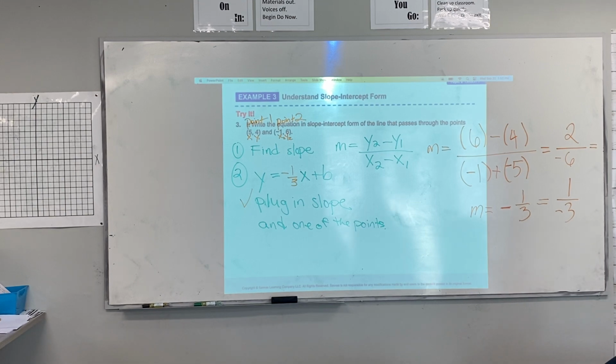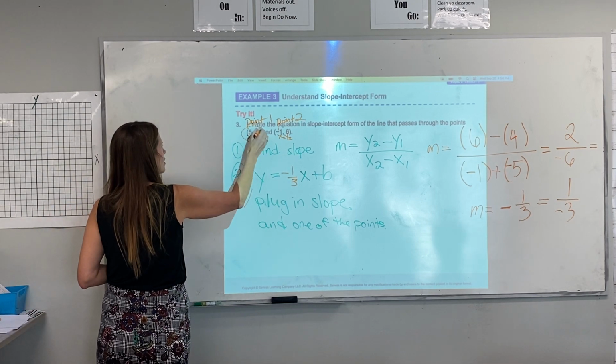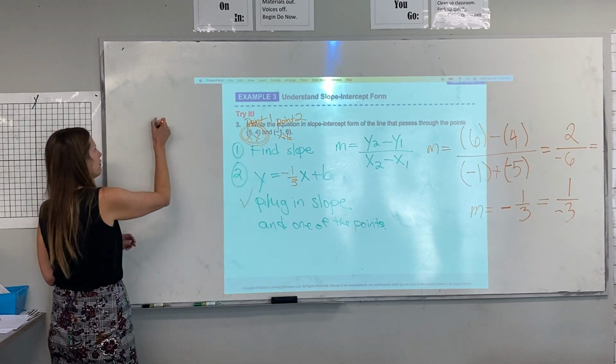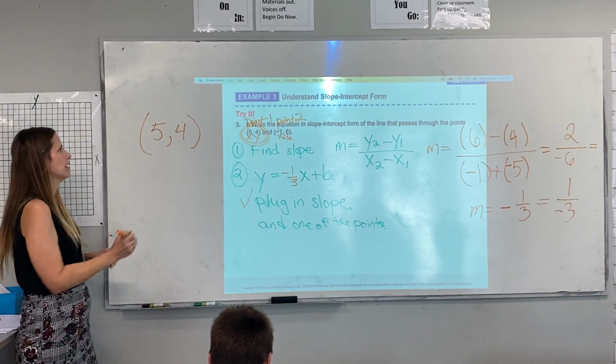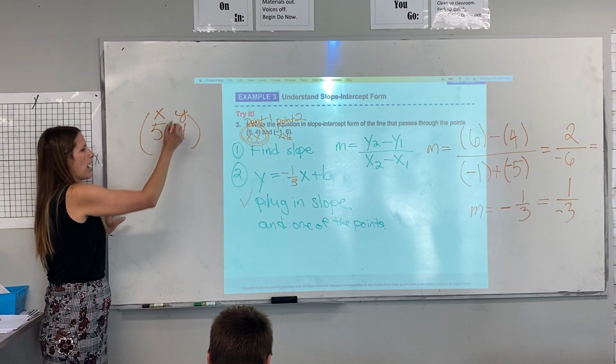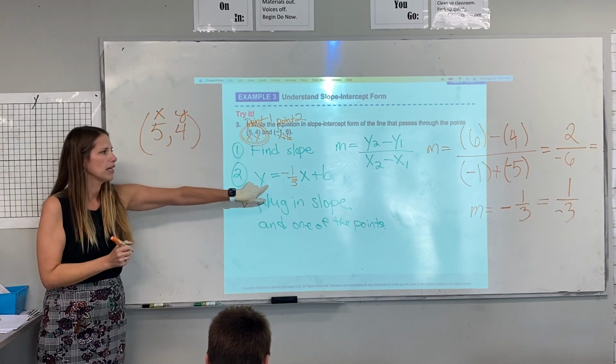Yep, you can choose any point you want. I always go for my positives. Only one point, because you only have one x and one y. No. You use the whole coordinate pair. This is the whole point here. 5, 4 is your whole point. This is your x value and this is your y value that need to get plugged in into your equation here.